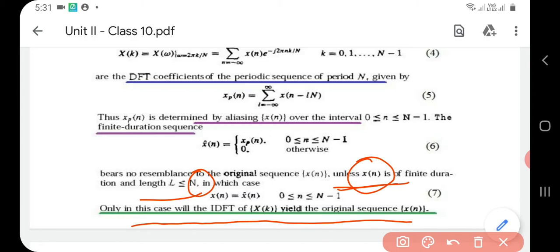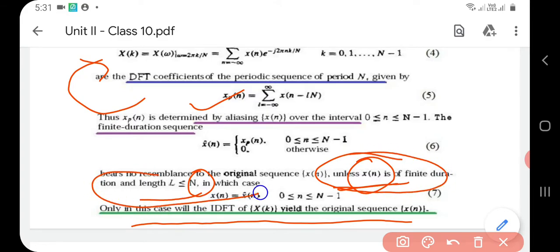So then only this DFT coefficient exists. That is, if you have a periodic sequence like this, then its DFT coefficient is given by this, and it will exist if and only if this particular condition is satisfied, that is x of n must be of finite duration and its length must be less than or equal to N.